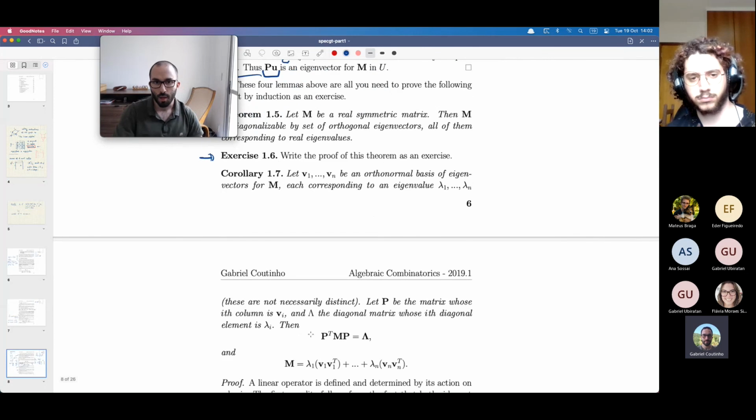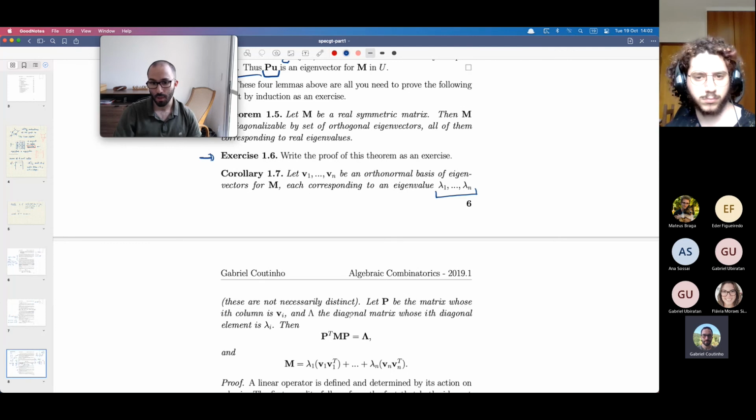Now, we can get more information about the eigenvectors and eigenvalues of a symmetric matrix. So first, let V1 up to Vn be an orthonormal basis of eigenvectors of M, each corresponding to an eigenvalue. These eigenvalues are not necessarily distinct, so some of these could actually be equal to others, right?